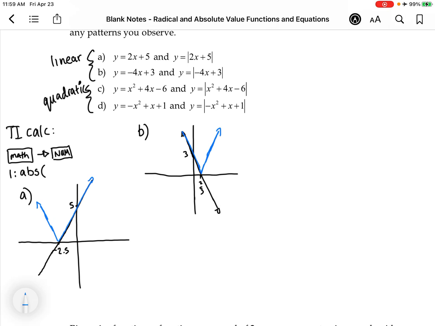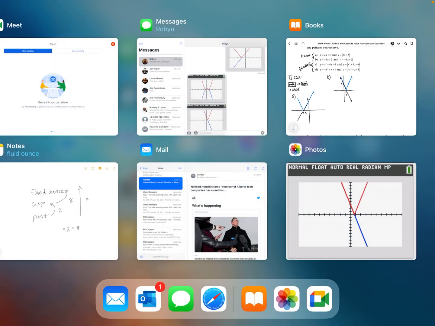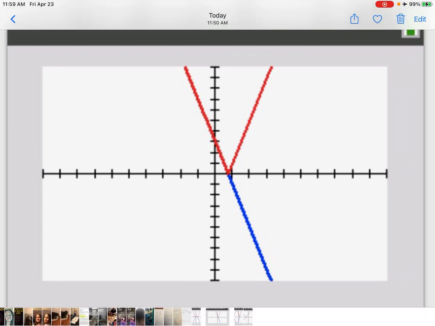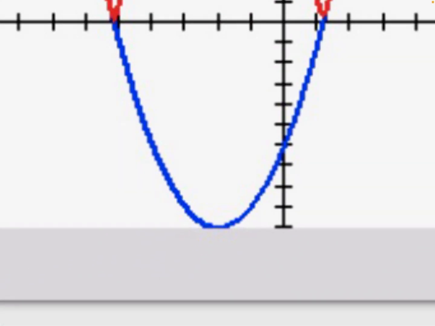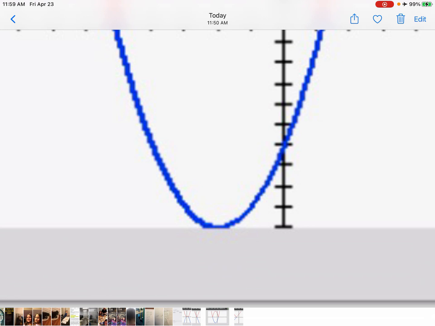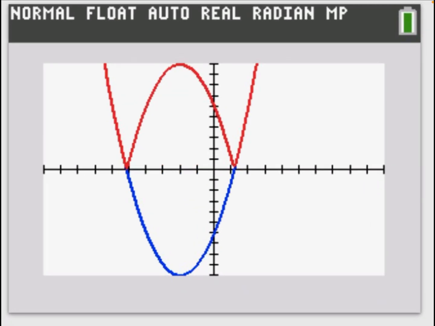All right, let's look at the quadratic ones. The first one is y equals x squared plus 4x minus 6, and the second one is the absolute value of that function. So I'm going to pull those up as well. That one is this guy over here. You can see the vertex is at this point down here, which is -2, -10. When you reflect it, that same point in the absolute value function is at -2, 10. So the same sort of thing happens.